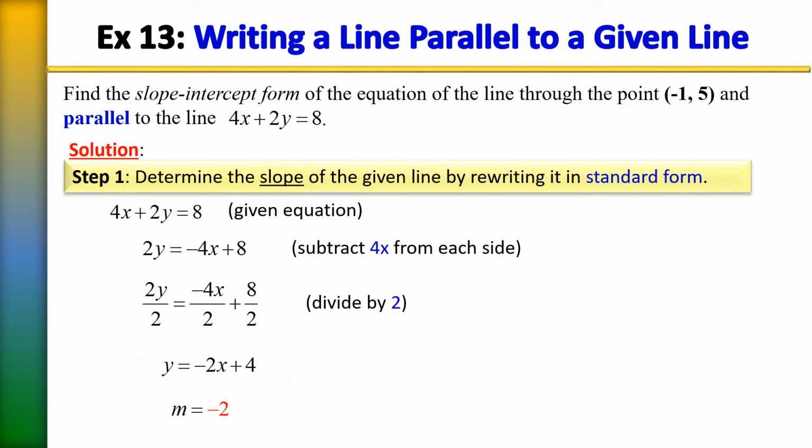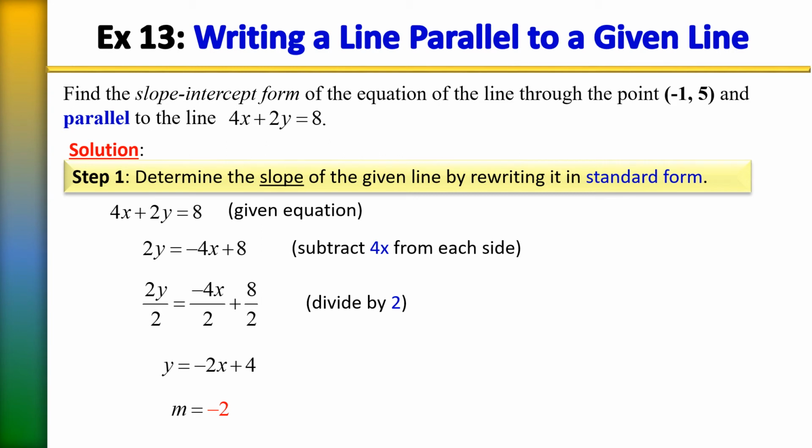That's our given line. We have not yet created our new line. Let's go ahead and do so. Remember I said the two things you need to write a line. You need to know the slope and you need a point. Well, we just found out our slope is going to be negative 2. Our given point was negative 1, 5.